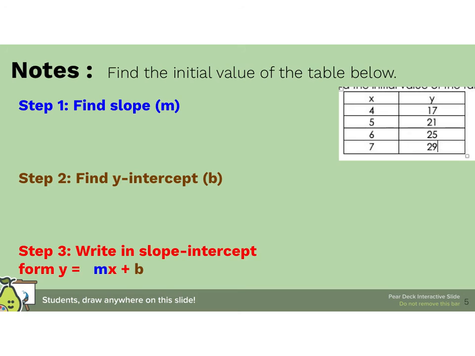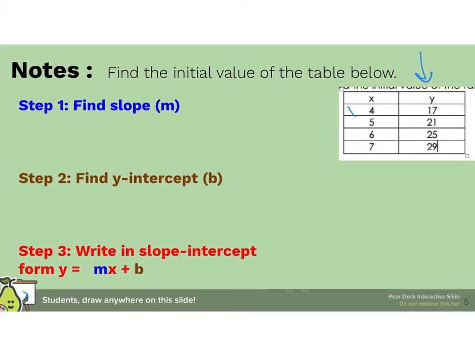Let's talk about how to find the initial value. So the first time we did this, I just gave you the slope. I gave you the slope and a point, and you had to find the initial value. Well, today, I'm not giving you the slope. I'm giving you a table, okay? So your first step is you need to find the slope yourself, right? Because to find b, you need the slope and a point. So step 1, calculate the slope.